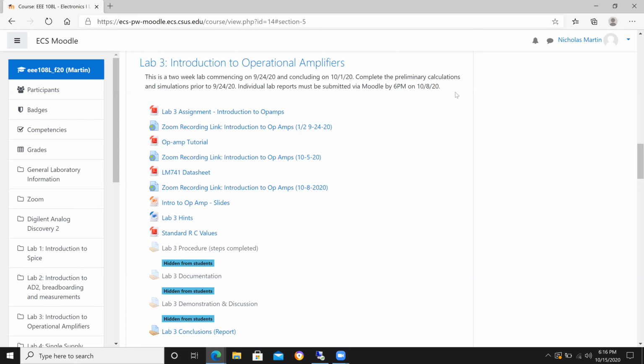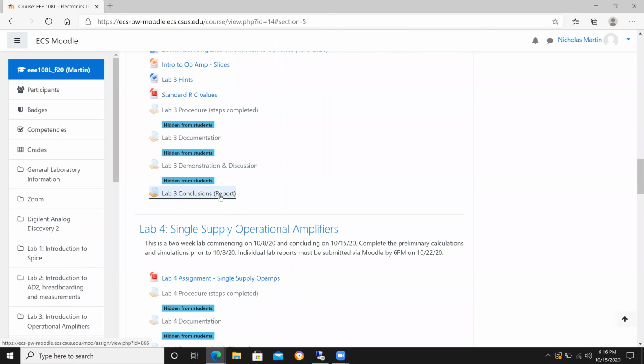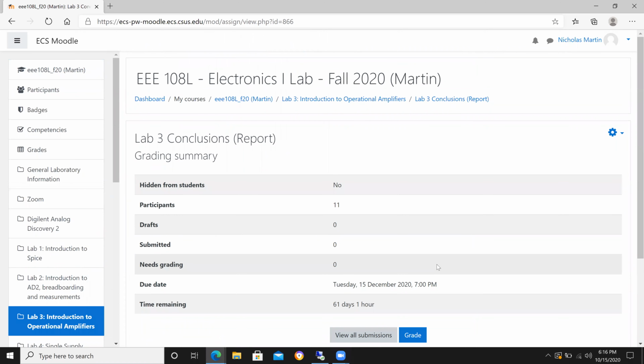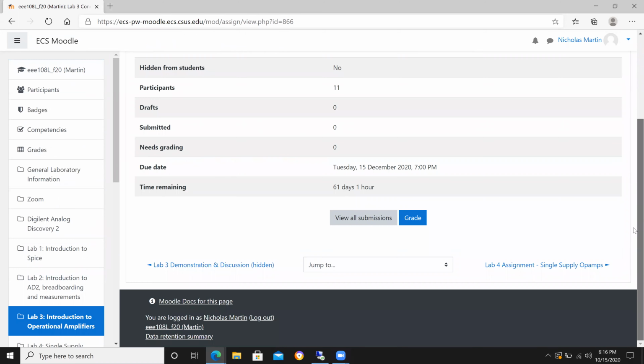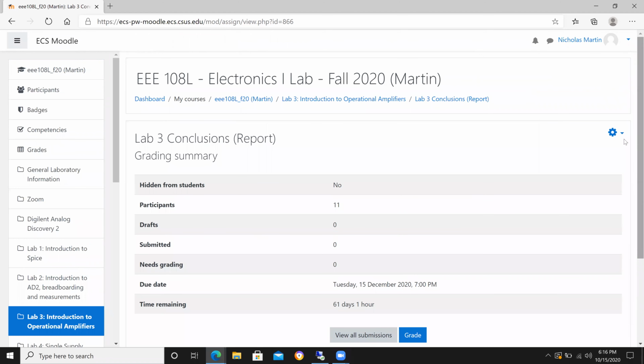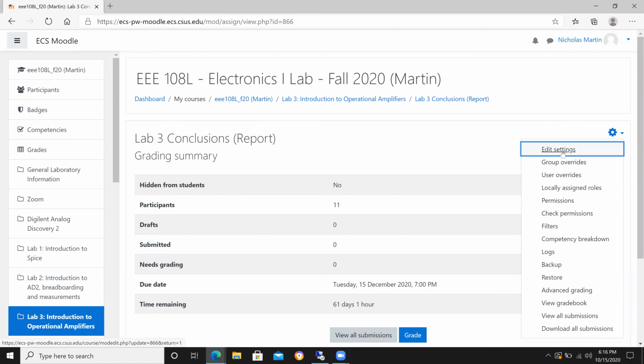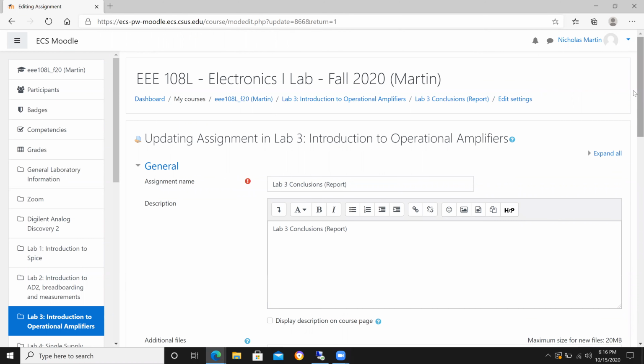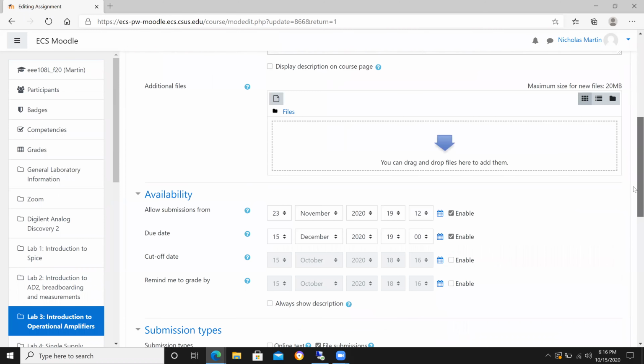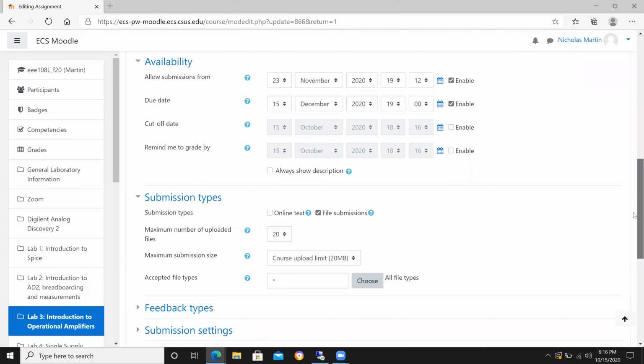Yeah, I said 10-8, but we've kicked this lab out. So what really matters is the conclusion report. So the due date, I typed it in there. Let me go back to the cog here. At settings. Now, if you scroll down a little bit, it will show the dates right there. Yeah. Allow submissions. Oh, that's why. Okay, it's not even turned on right now. Yeah. Okay. Let me do that.